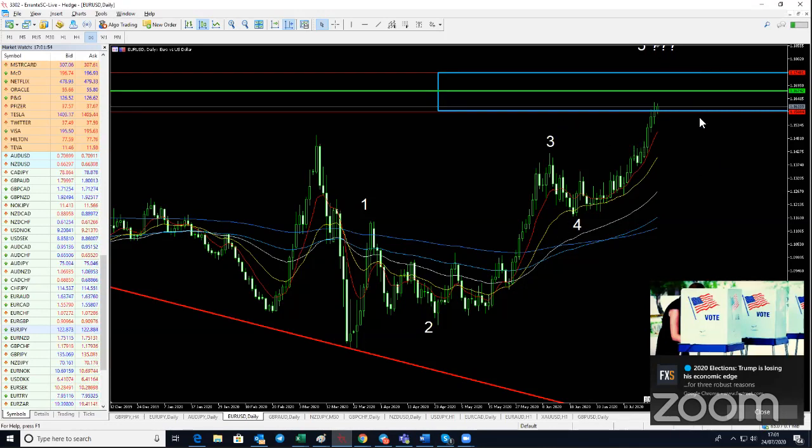The good news as well is that it hasn't really gone very far within that blue box, which is a good thing. It's closer to the borderline here, which is also a very good thing, which means it's got higher likelihood there. So this J might actually end somewhere quite close, and then we will see what happens after that.